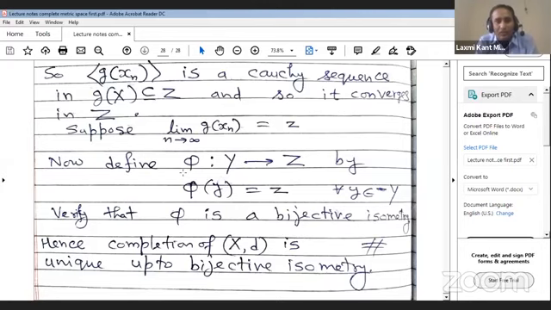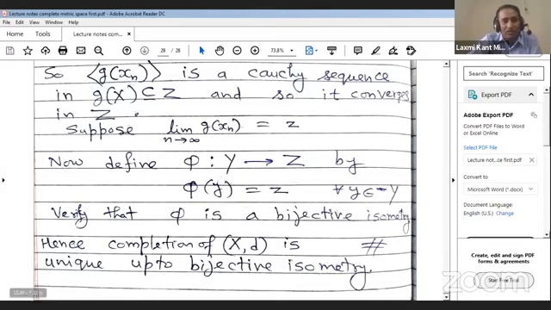Okay, and if it converges to small z, we have an image of a small y, which is obviously sent to small z. So phi is a map from Y to Z, where small y goes to small z. Again we can check it. This phi is a bijective isometry. You have to check it.